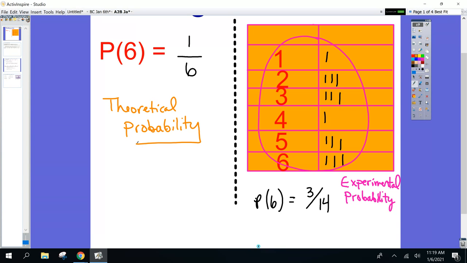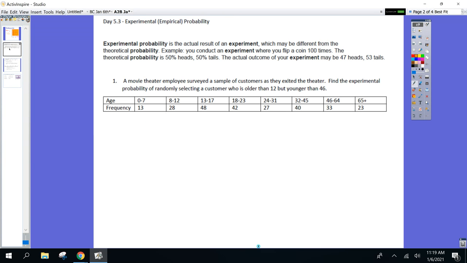Okay, so I just wanted to introduce those 2 terms to you and what they mean, because I'm going to ask for 2 different types of probability through the course of today's notes. Anybody want to chime in now, ask any questions before I start asking you more questions? So again, theoretical is what should happen here: we should have a 1 out of 6 chance. Experimental, based on what the experiment was, is 3 out of 14. All right, so let's go to our first experimental one for today, the movie theater.